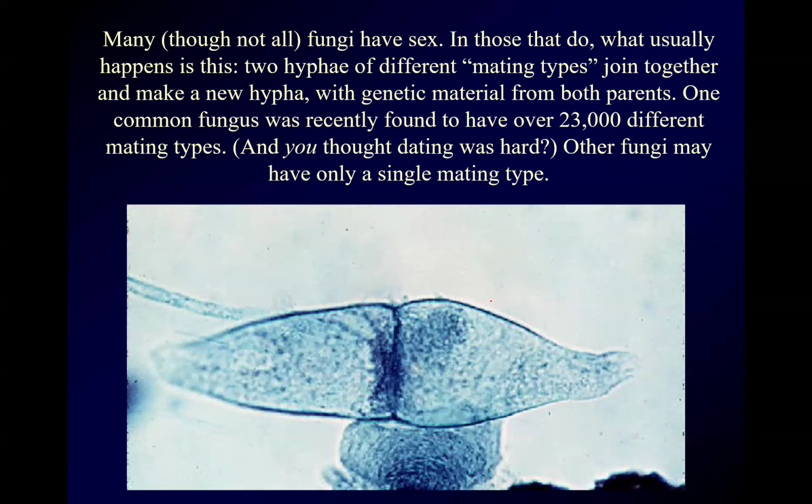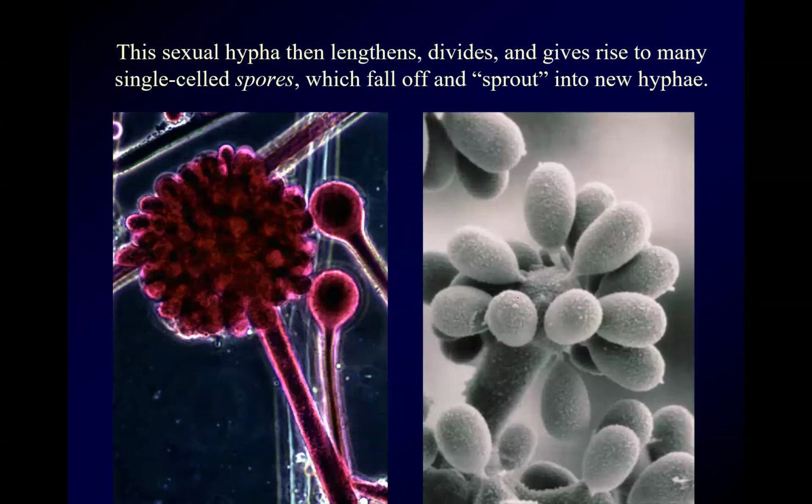Anyway, two hyphae of different mating types will join together. A new hypha will grow from the point where they join, and it will contain genetic material from both parents. So those are those two hyphae joining together. That new hypha produced by sexual reproduction will divide at one end and give rise to a lot of little single-celled spores. The spores are microscopic. They fall off. They'll drift away on the wind. And if they find conditions to be right, they will sprout into new hyphae.